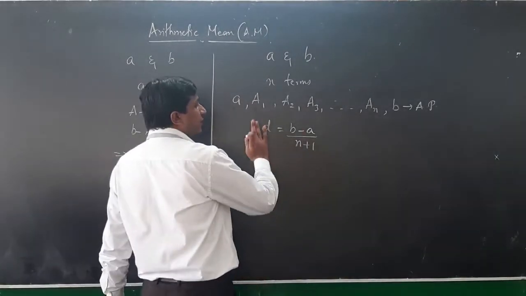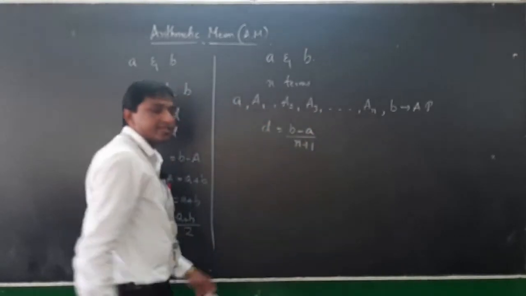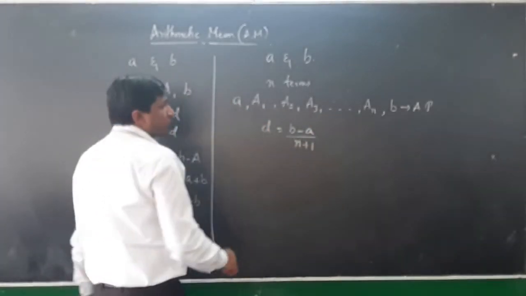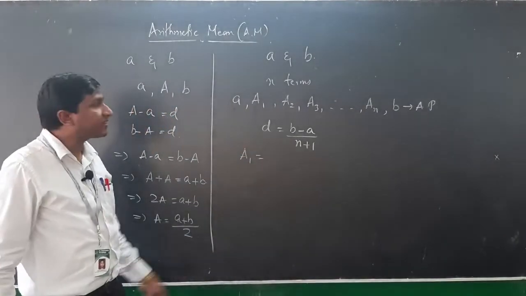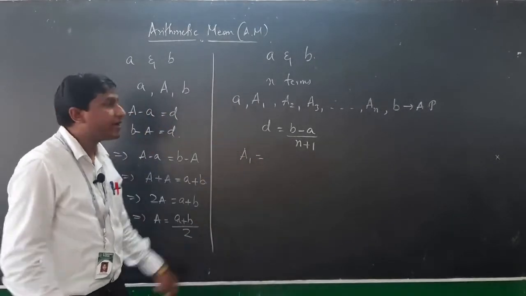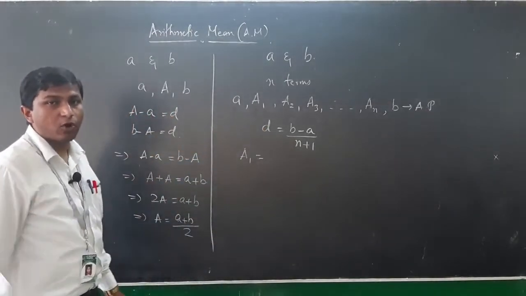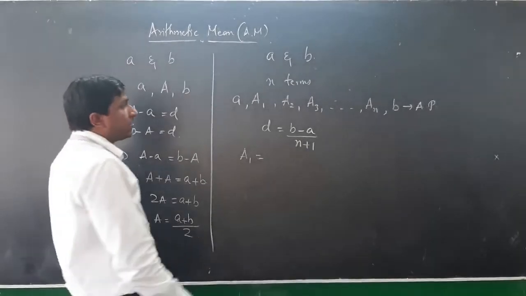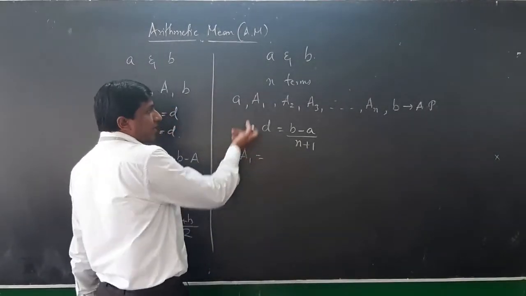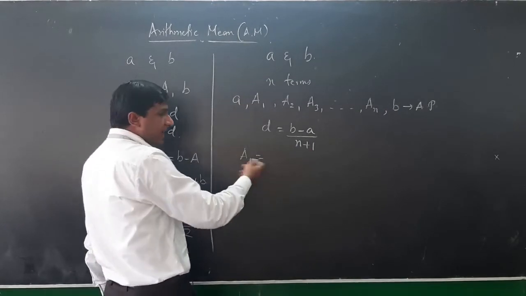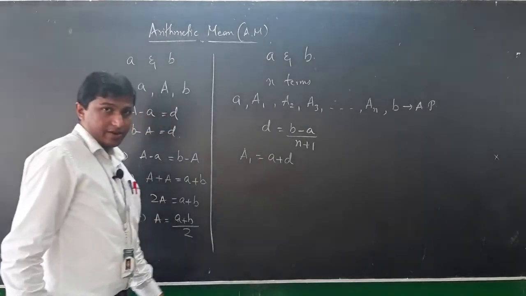Once we find the common difference, since this sequence of numbers needs to be an AP, A1 is nothing but the second term, right? a is the first term, A1 is the second term of the AP, and d is the common difference. So A1, being the second term, will be equal to a plus d.